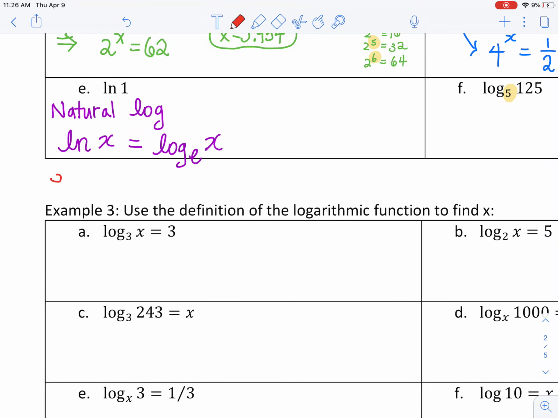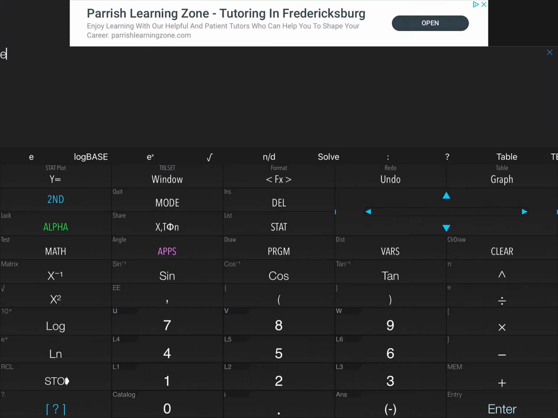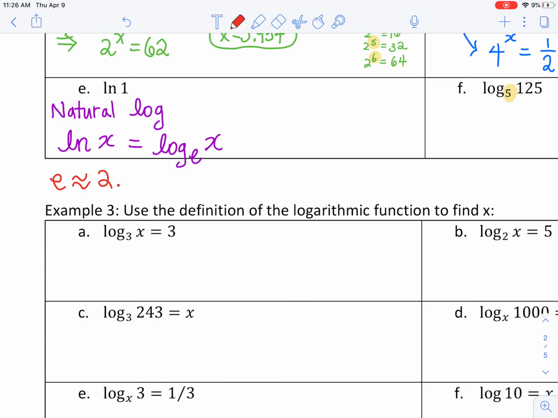E is going to be another very special number that we're going to talk about in this lesson, in this unit. You can ask your calculator what e is approximately. We all have an e button right here. I see mine right here. Second divide, it got me e. If I hit enter, e is approximately 2.718. This is going to be a special number that we will be using.